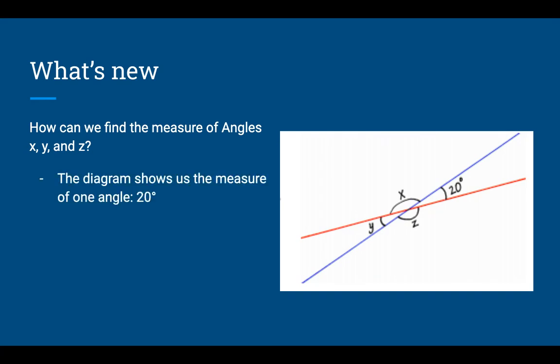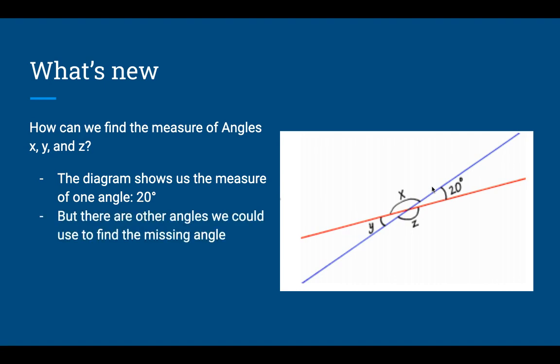We only know one angle. This lonely little angle over here is an acute angle. It's a small little 20-degree angle right there. But there are other angles we could use to find the missing angles. We know, again, that a whole turn around a point equals 360 degrees. That circular angle measures 360 degrees. So all 4 angles adding up together should be 360 degrees.